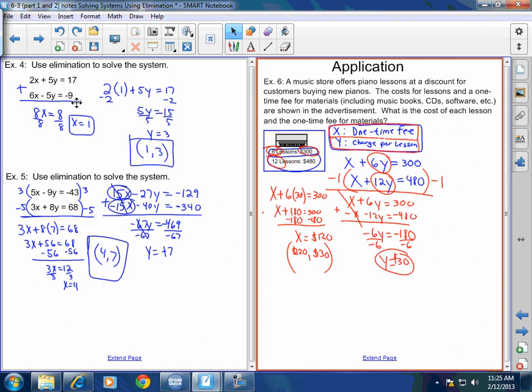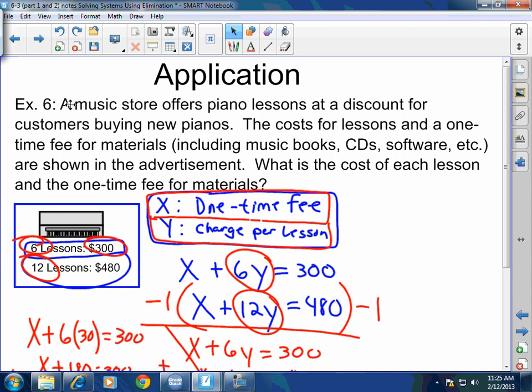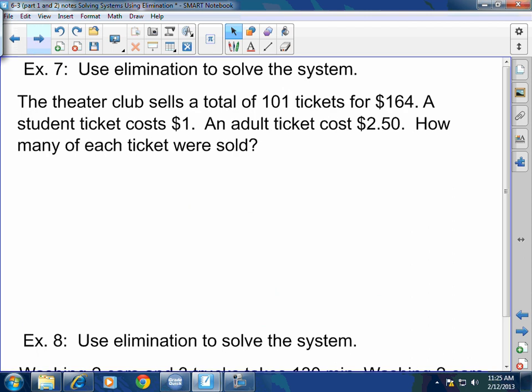Are you sure? These are the word problems you're going to see on the test. It's going to be nonstop, over and over and over. So let's do another one. All right. The theater club sells 101 tickets for $164. A student ticket costs $1. An adult ticket costs $2.50. How many of each ticket were sold?